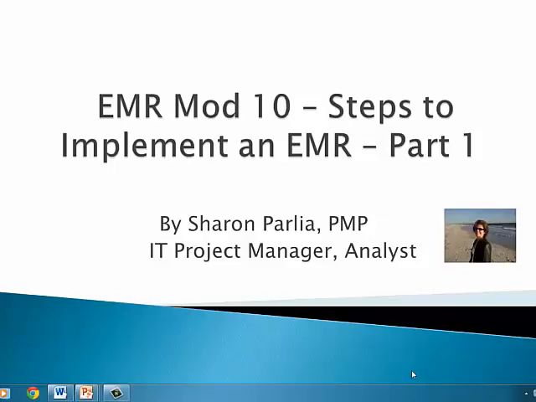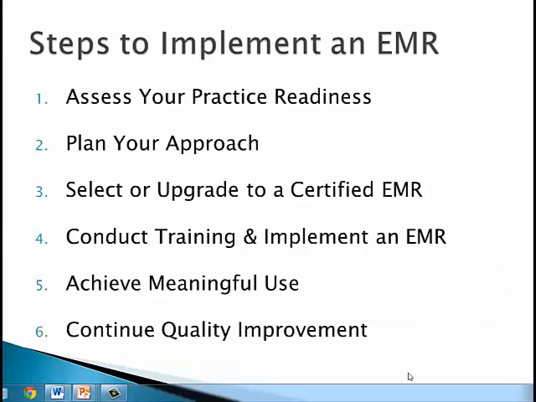Today we're going to talk about the steps to implementing an EMR. This is a very large topic, so I broke it up into two parts. Today we're going to talk about Module 10, and this will be part 1 of steps to implement an EMR. Stay tuned. As an overview, I just want to discuss briefly the steps to implement an EMR.